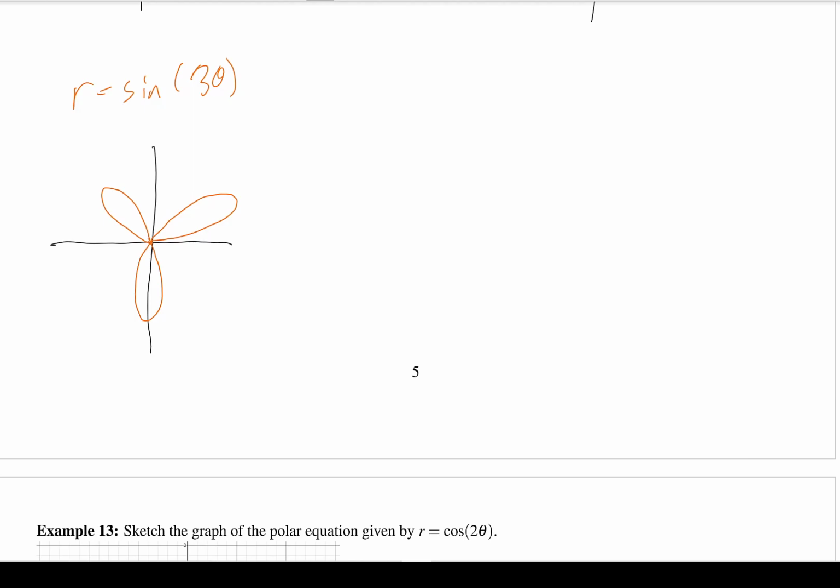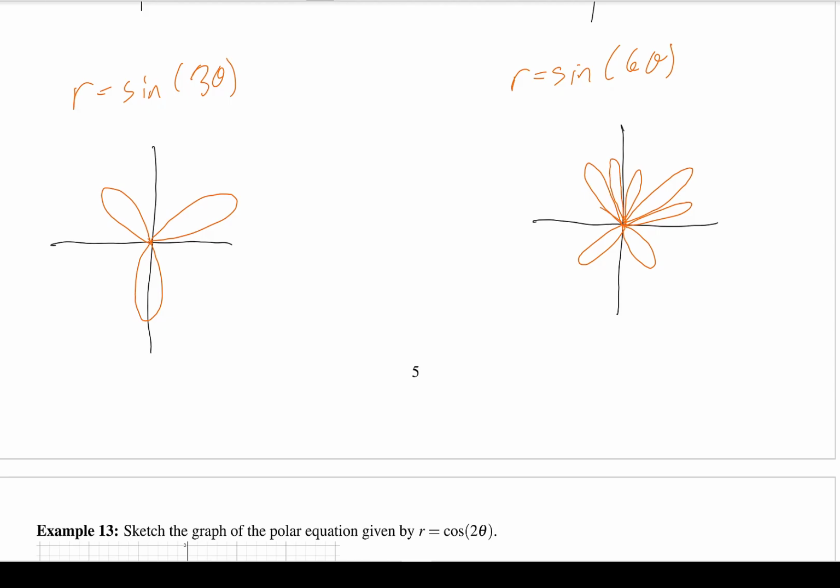And now let's look at something that's going to look really bad, which is r equals sine of 6 theta. So that tells me that I should have 12 petals. And since this is sine of k theta, I know that I'm going to have 4 quadrants. So I'll have 3 petals in each quadrant. I'm going to start with drawing the middle one. Now I'll try to fill in the others.